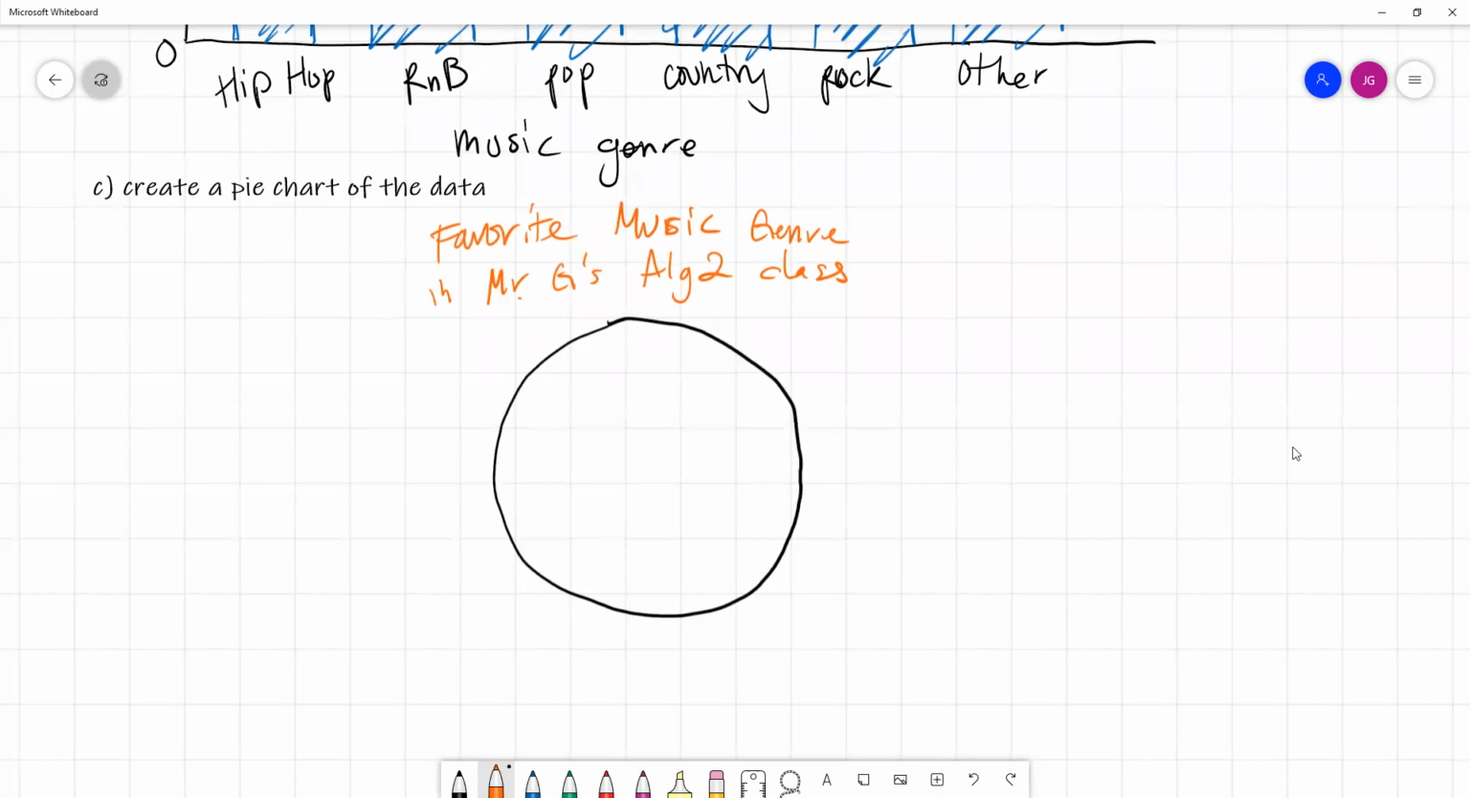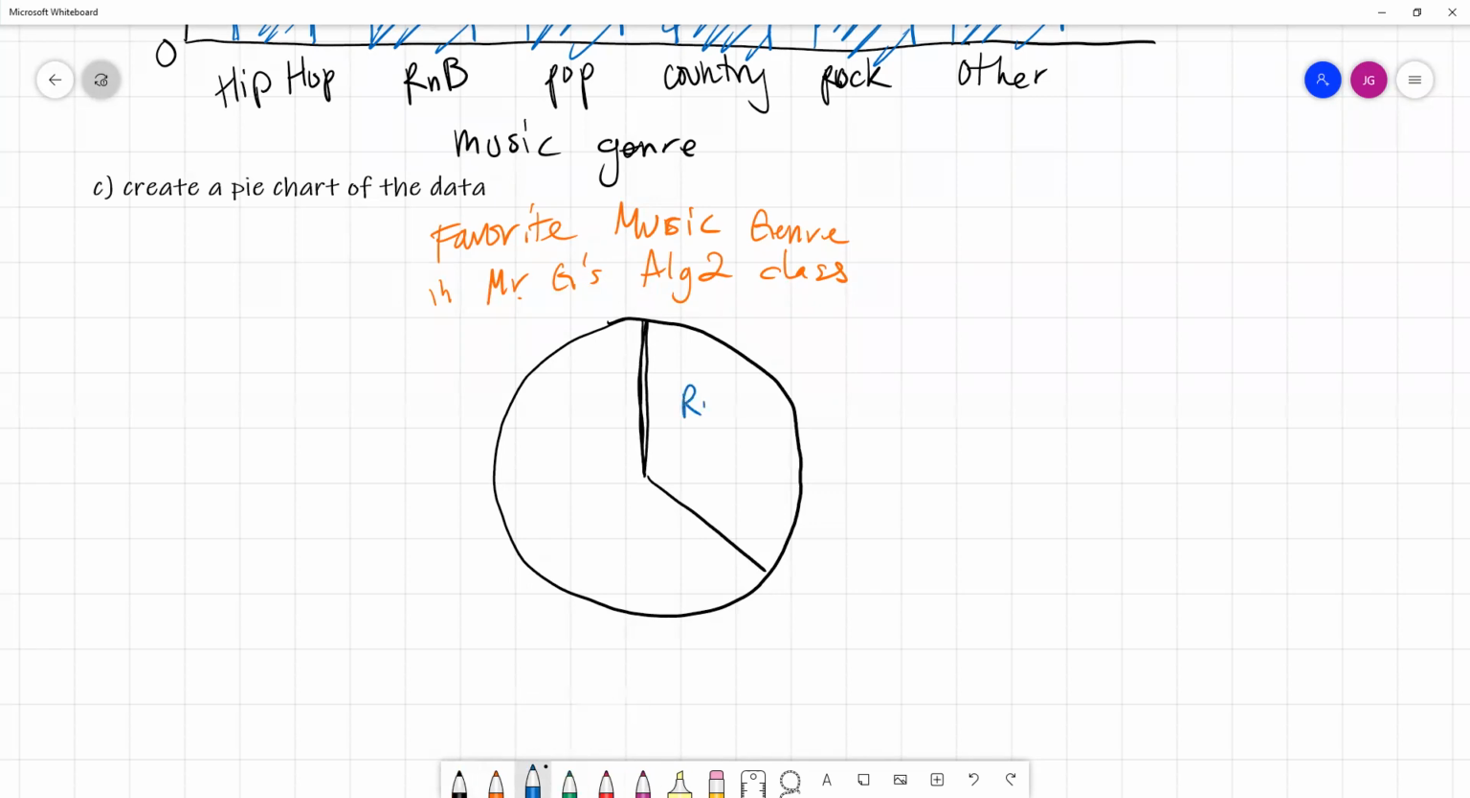The easiest way that I like to do it when I'm doing it by hand is pick the biggest one first, which in this case is the R&B slice. Okay, that's going to be 35%. That's going to be about a third of this circle. So that means it's going to be looking kind of like this, right? Here's our R&B slice.